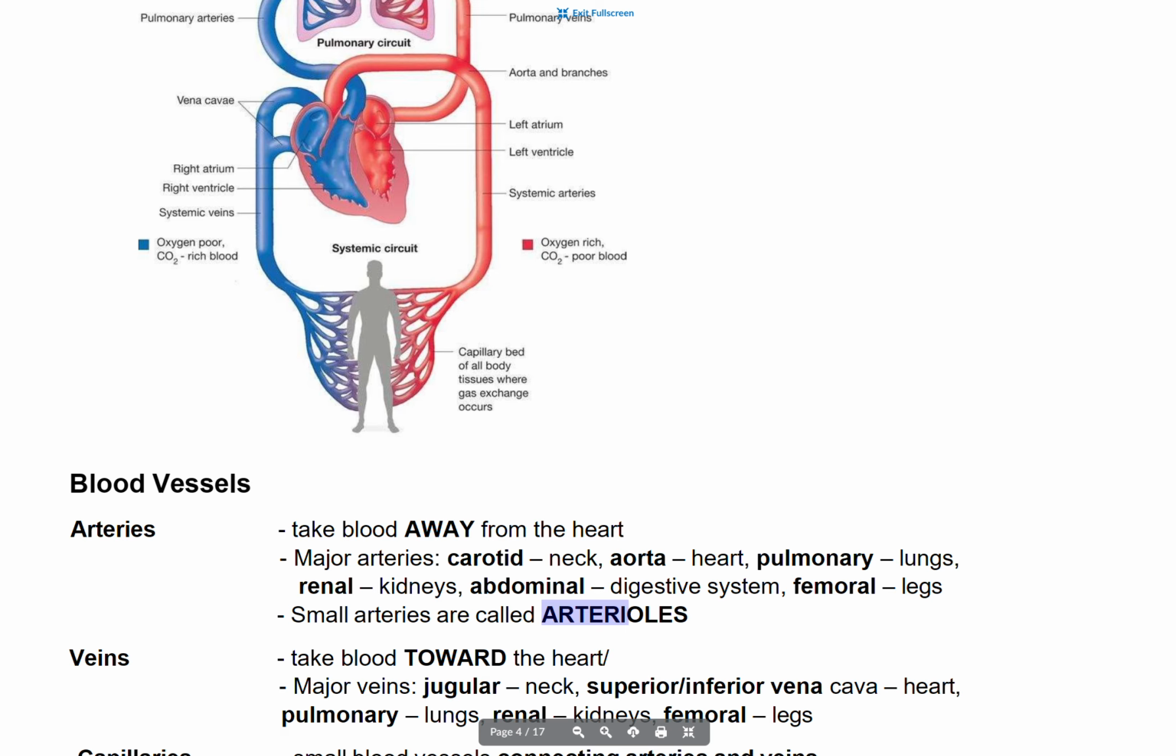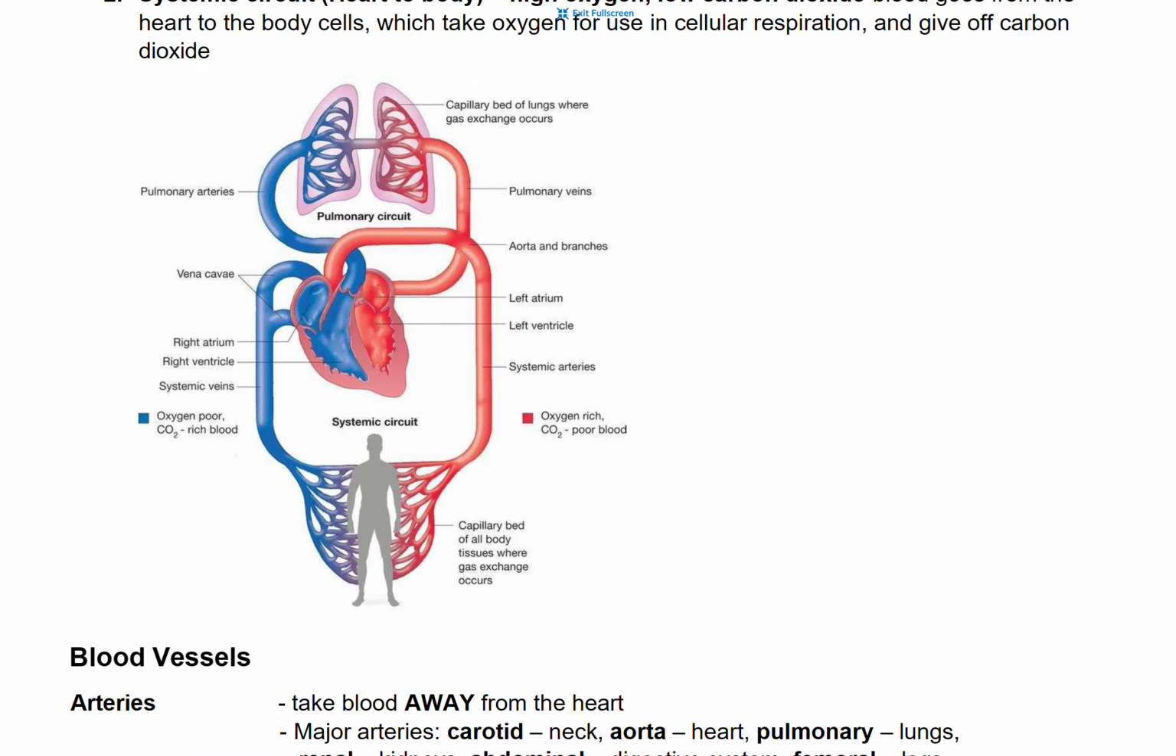Then you have veins. Veins take blood toward the heart. So in this diagram, we have our pulmonary veins, which come back from the lungs towards the heart. We have our systemic veins that take blood from all of the body cells back to the heart. And we have the two big ones that go into the heart. Just like the big artery that comes out of the heart has a special name, aorta, the big veins that go directly into the heart have special names as well. They're called vena cava or vena cavae.